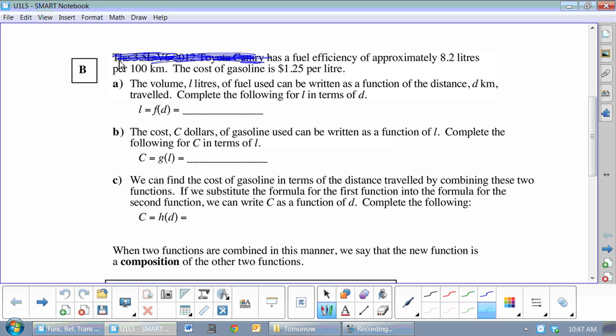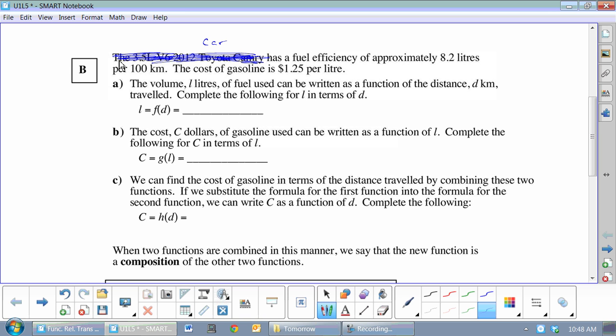Whenever you're starting problem solving with students, you teach them how to get rid of irrelevant information. So it's just a car. A car has a fuel efficiency of approximately 8.2 liters per 100 kilometers. The cost of gasoline is $1.25 per liter.